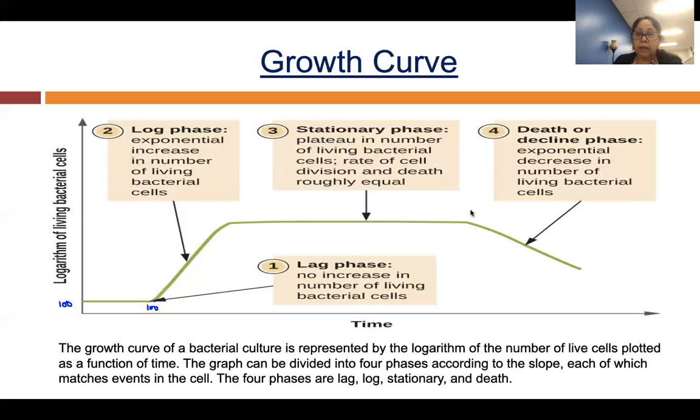Basically, the batch culture that we use in the lab represents the cellular environment of our body. And inside that batch culture, these are the four stages of life of bacterial growth that we can see.